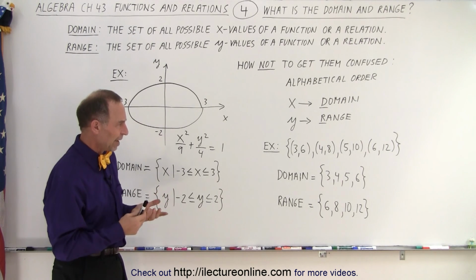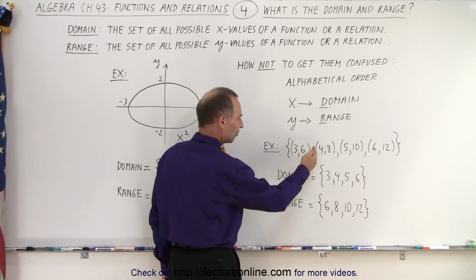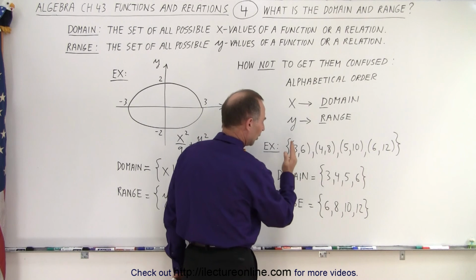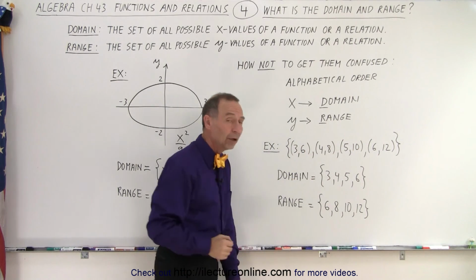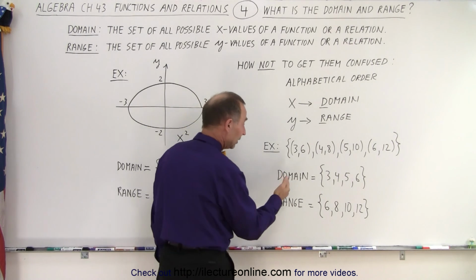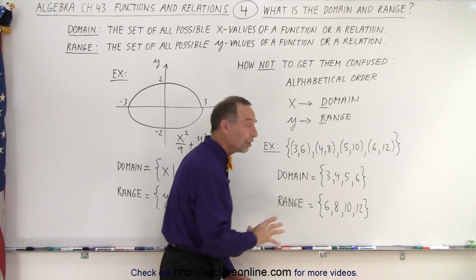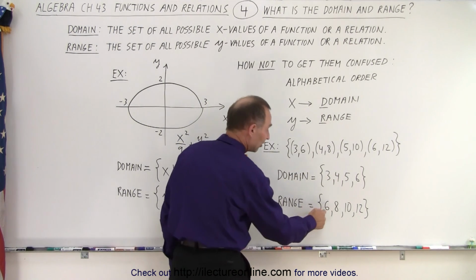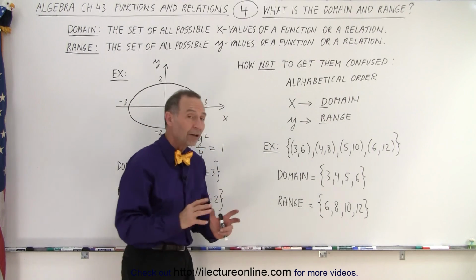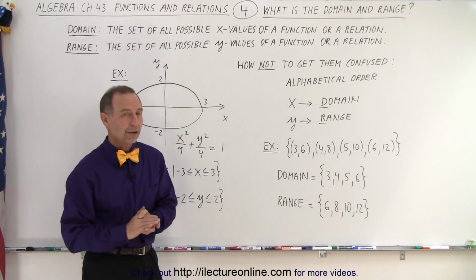So now, here are some examples. Let's say we have the set of these four ordered pairs: (3, 6), (4, 8), (5, 10), (6, 12). The first number is associated with x, the second number is associated with y. So for the domain, all the x values are 3, 4, 5, and 6. Those are the only values in that particular set that x can be. And for the range, 6, 8, 10, and 12 are the only possible y values that you can find within that set of ordered pairs.